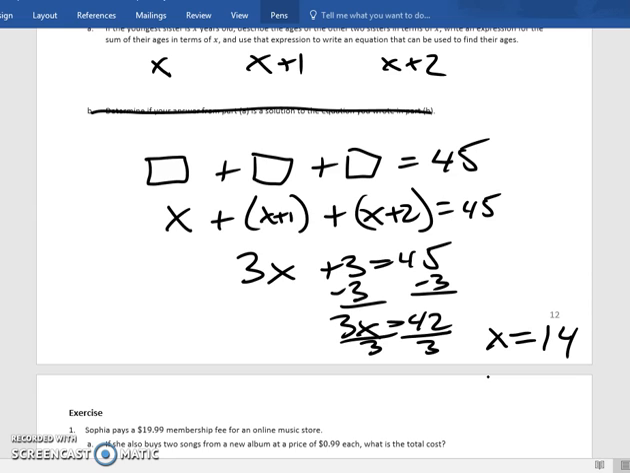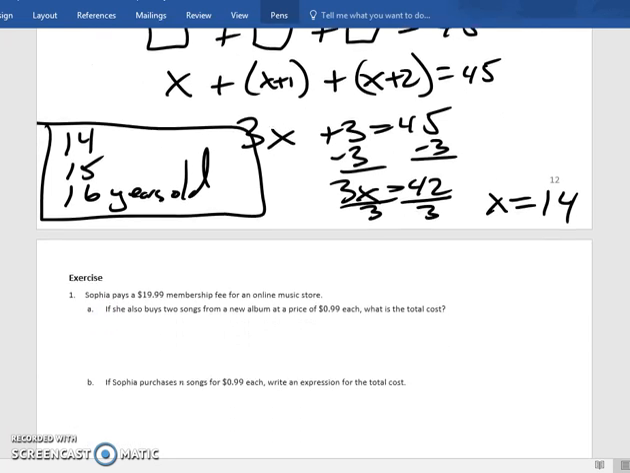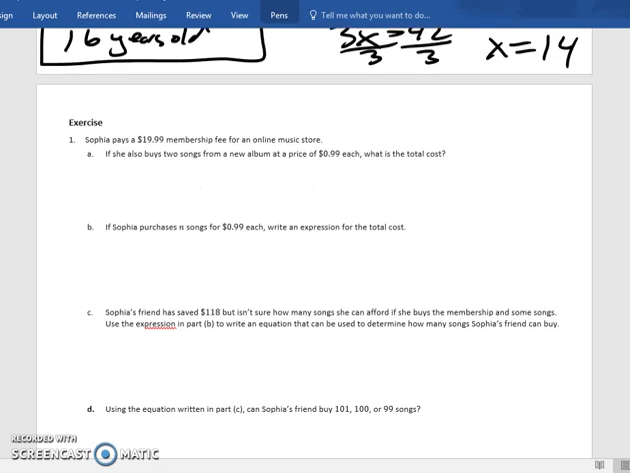Now, this is where we gotta be careful because we do actually need to make sure that we solve the problem here. All right. The one girl is 14. The next girl is, add 1 onto it. Yep, 15. And then the third, yep, 16. So they are 14, 15, and 16 years old. So that's going to be one of the big things here is making sure that you're actually answering the question that they're asking you for.